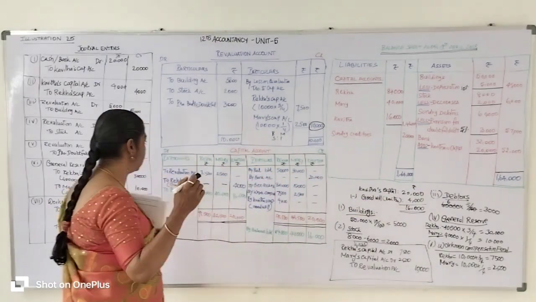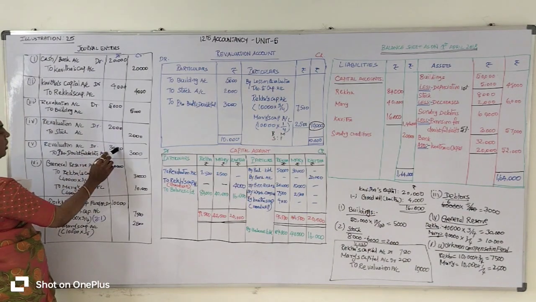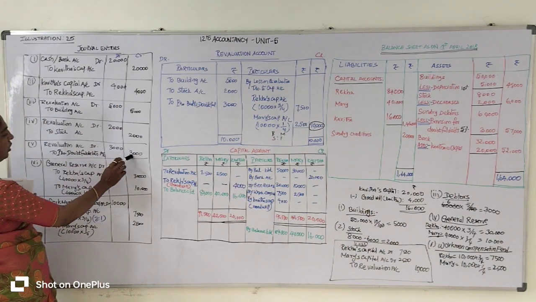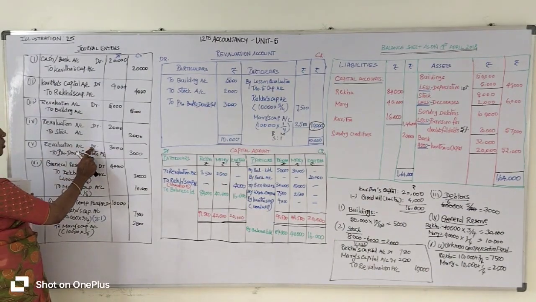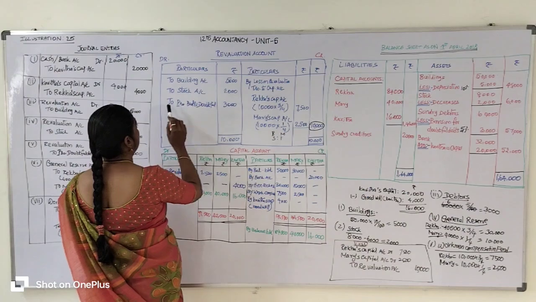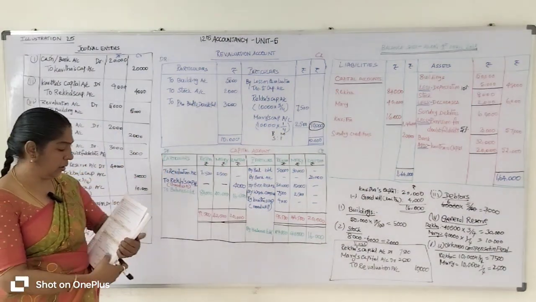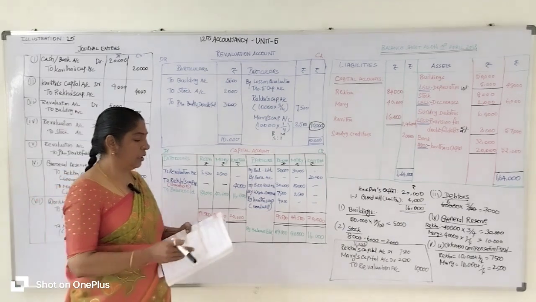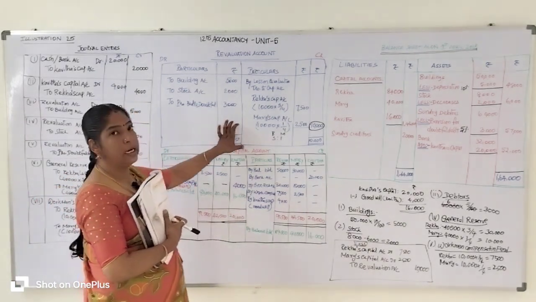If the asset value decreases, the revaluation account is to be debited. Revaluation account debit 3,000 rupees to provision for doubtful debts 3,000 rupees. Where is the revaluation account? It is on the debit side. So you go to the debit side of the revaluation account and write 'To provision for doubtful debts 3,000 rupees'. Got it? So listen, all the adjustments we are going to enter on the revaluation account.